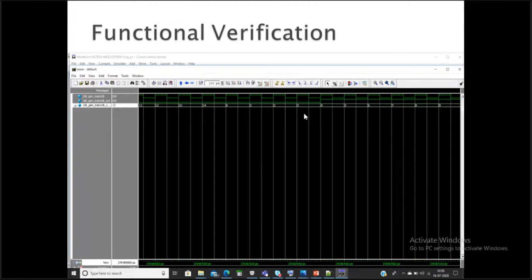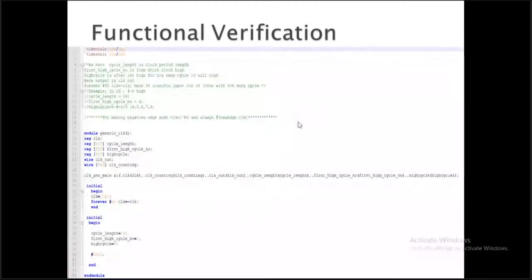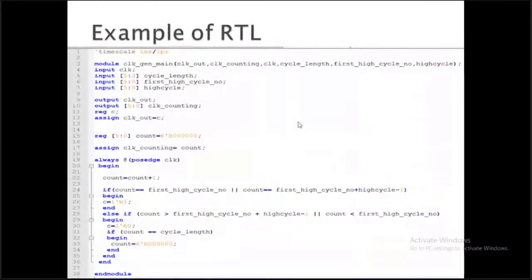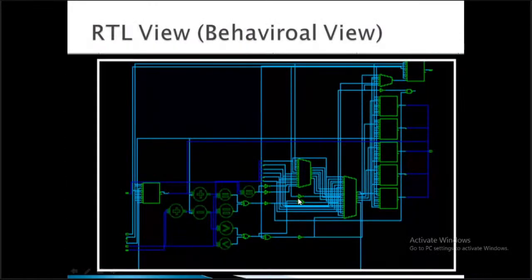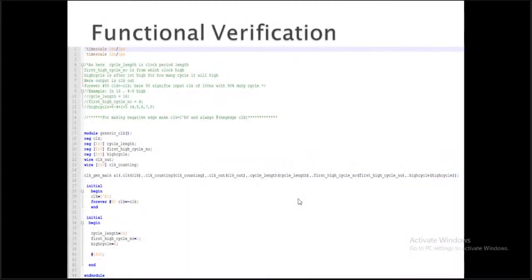So this is a waveform diagram of the same circuit. If we talk about the RTL behavior, first we write the code, then we go for its behavioral view to see how it is looking. Then we check if we have extra latches or anything that is not required, we can remove it from our code and again see the behavioral view. And then we go for the functional verification.